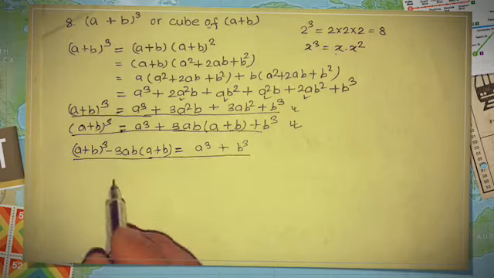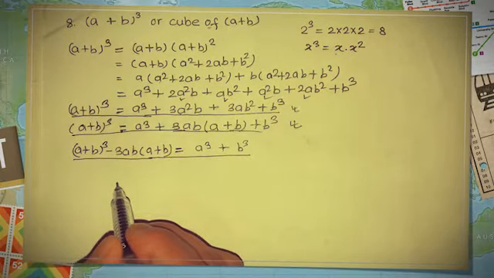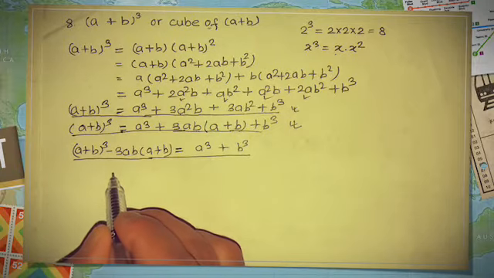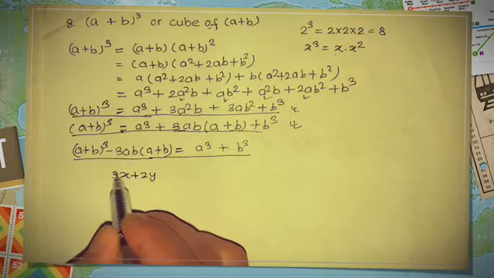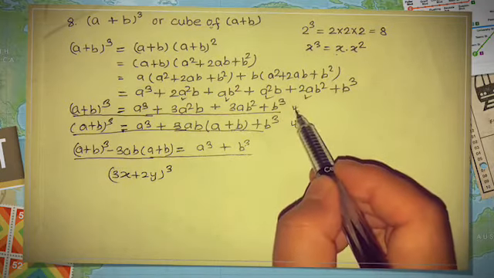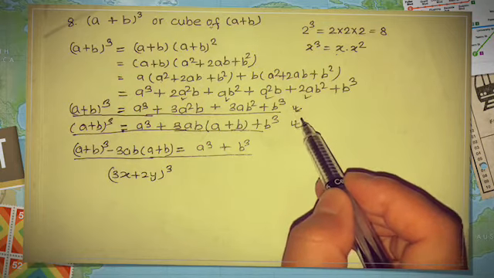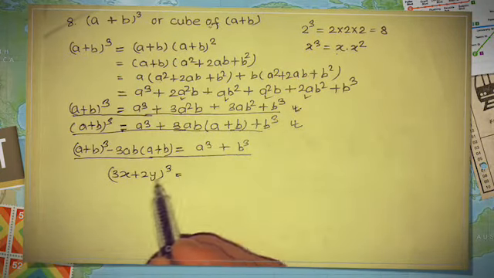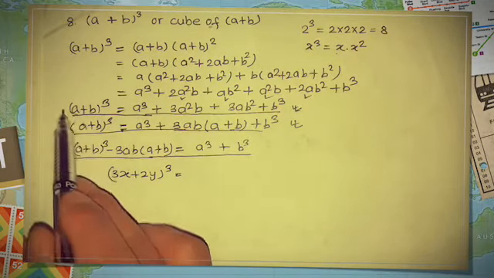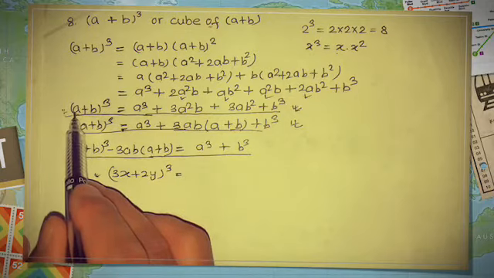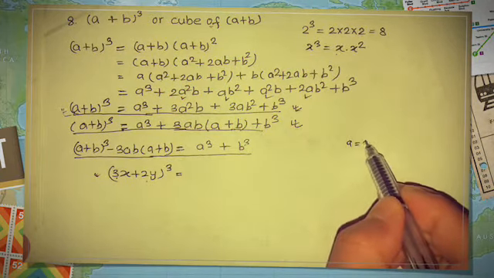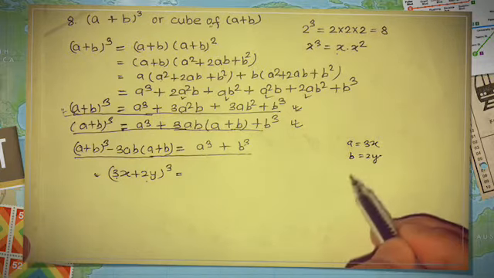Let's see one example here. Let's find the expanded form of (3x plus 2y) whole cube. We have just derived this as a formula. So how to use this formula to get the expanded form of (3x plus 2y) whole cube? If we compare, in place of a what is here? 3x. In place of b, what is here? 2y. In place of a, 3x, and in place of b, 2y.